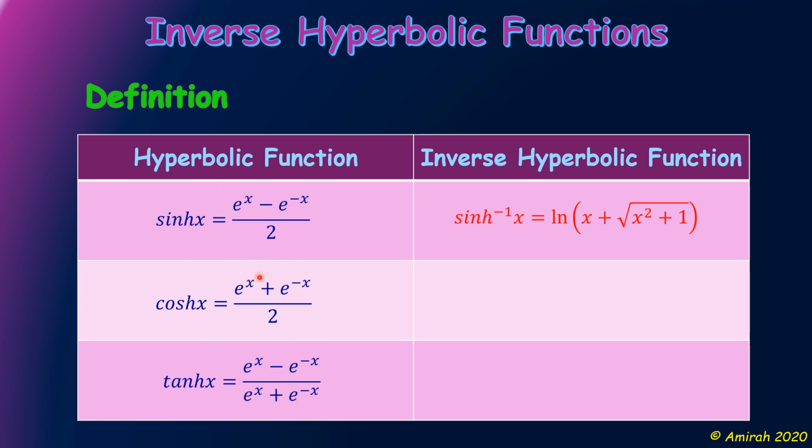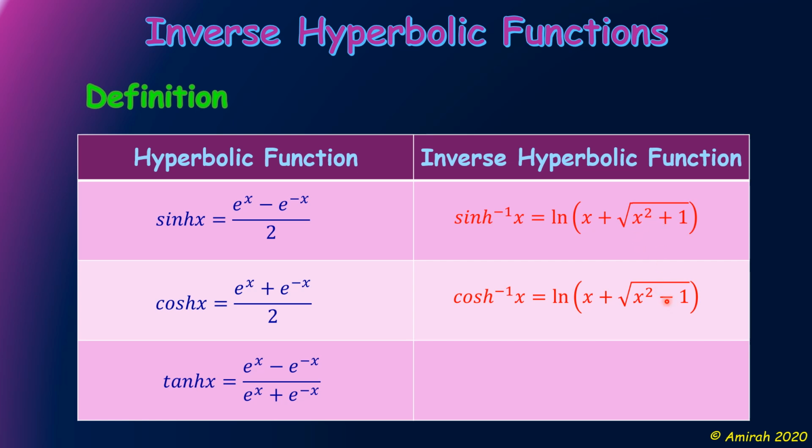Okay. Now, let me look for definition for inverse hyperbolic function. The first one, inverse sinh x equals to ln x plus square root of x squared plus 1. And then inverse cosh x equals to ln x plus square root of x squared minus 1. It's similar to formula for inverse sinh, but in between in square root symbol is minus.